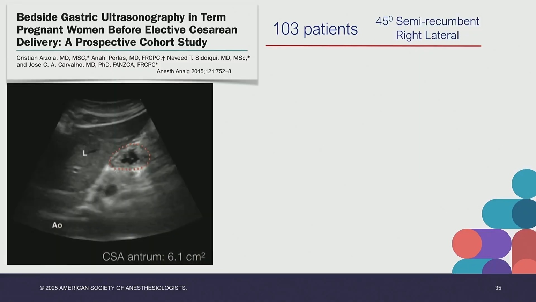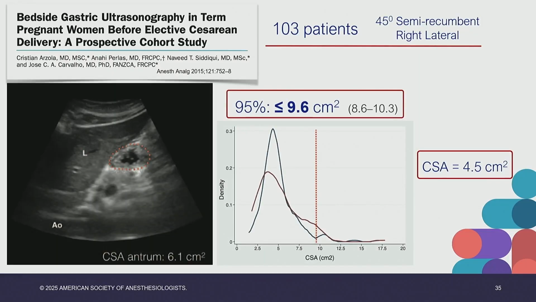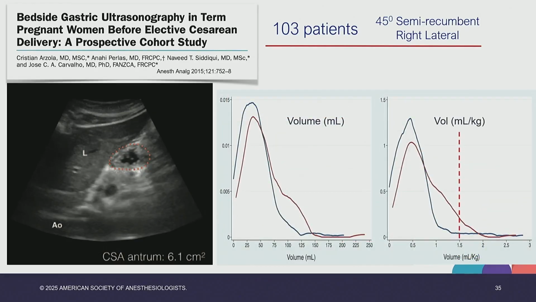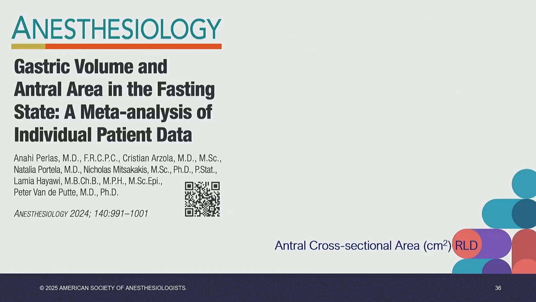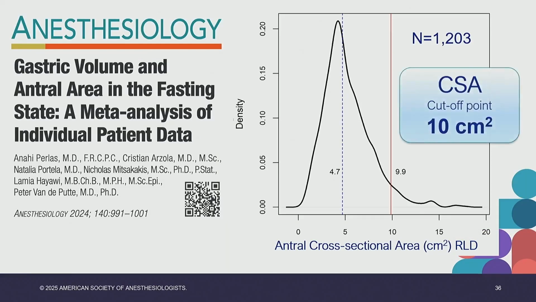In the pregnant patient, actually, you have the same situation, and the maximum you can tolerate is 10 centimeters square, and that corresponds to the same 1.5 in volume. Last year, we validated this in a big meta-analysis. We found the same information. The maximum you tolerate is 10 centimeters square. If you have more than that, pay attention.